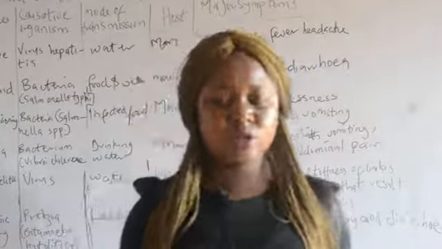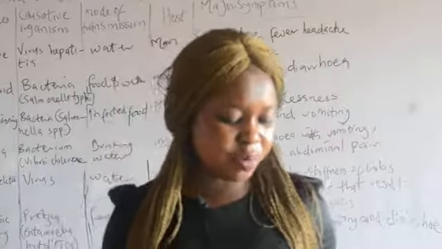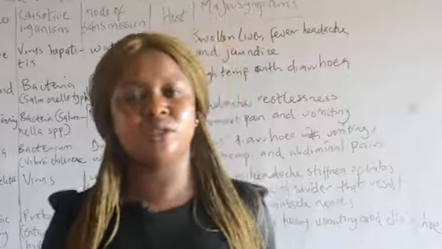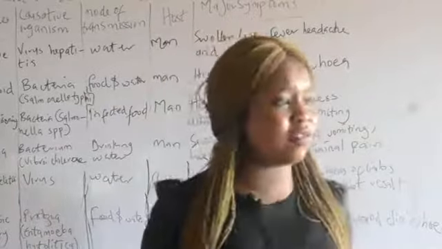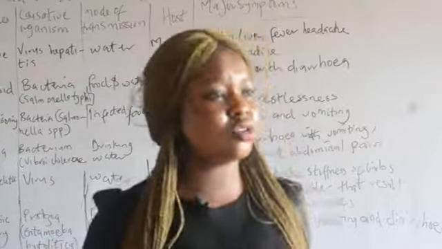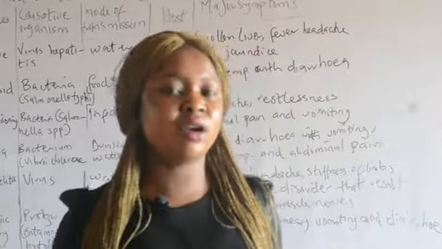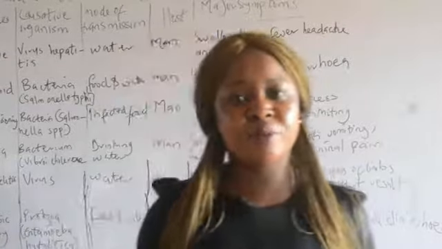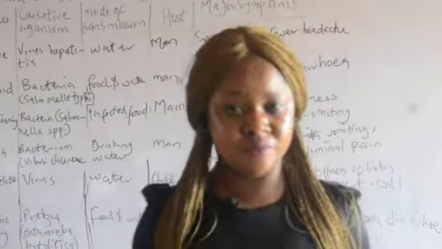So it's good to destroy those vectors, such as mosquito and black fly, to prevent the spread of the diseases caused by them. Most times you use insecticides to spray your environment, just to reduce the microorganisms from piercing into any healthy person to deposit any form of disease.